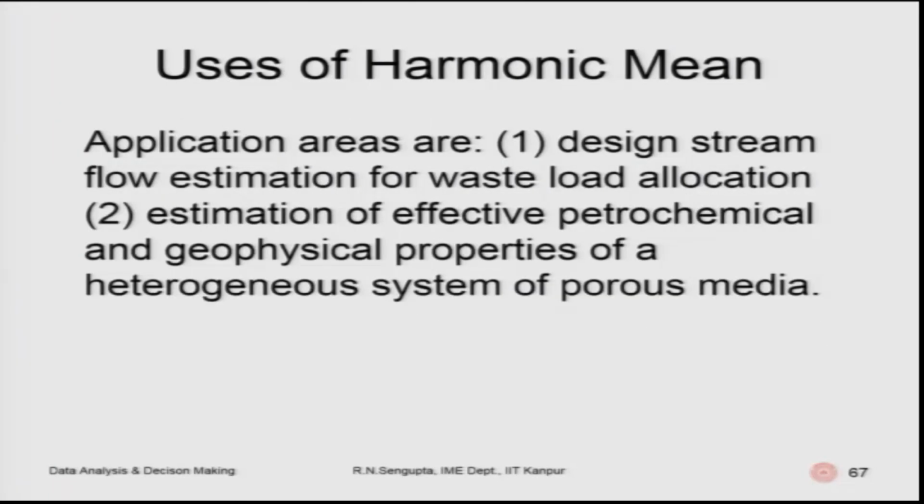The harmonic mean can be applied in areas like design of stream flow estimation for waste load allocation, and estimation of the effective petrochemical and geophysical properties of a heterogeneous system of porous media, and also the example we considered for finding the average speed between 2 cities, or it can be 3 or 4 cities, depending on how the problem has been formulated. In case it is 3 cities, consider for the time being the distances are the same: city 1 to city 2 distance x, city 2 to city 3 distance x, city 3 to city 1 distance x.